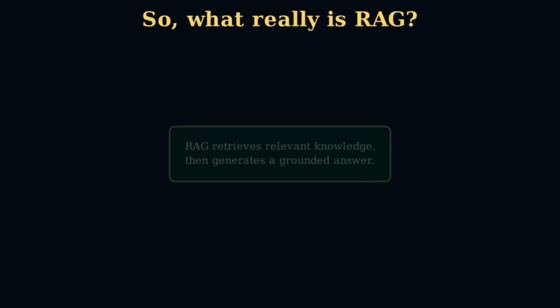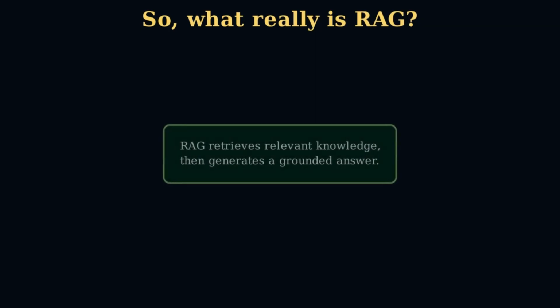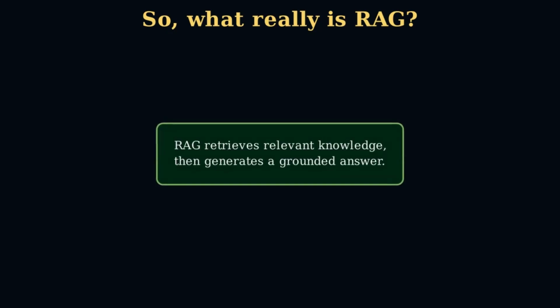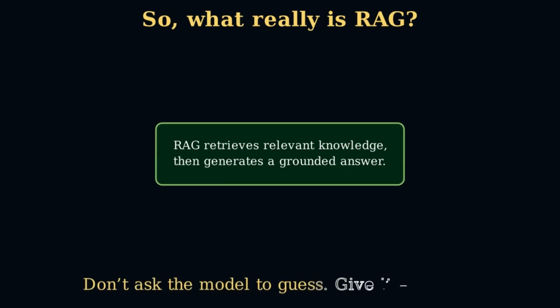So, what really is RAG? RAG is a system that helps an AI answer using external knowledge. It first retrieves relevant information. Then it gives that information to the language model. Then the model generates a response based on that context. The key idea is simple: don't ask the model to guess. Give it the right knowledge first.